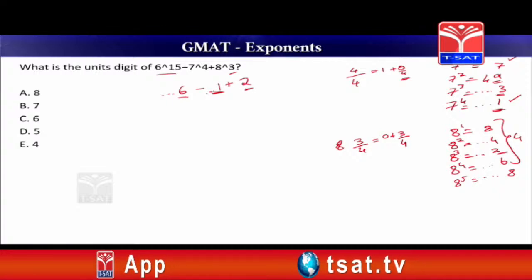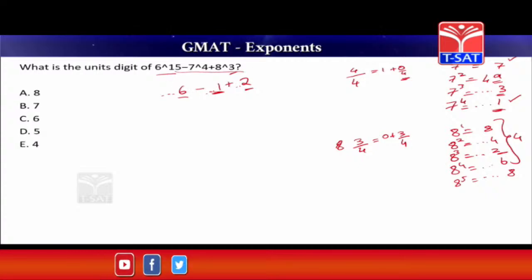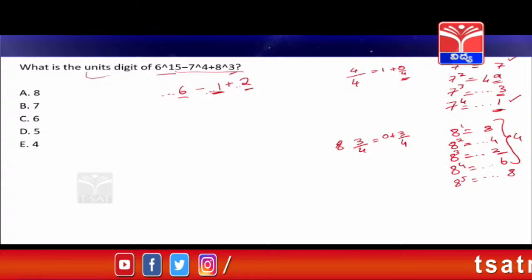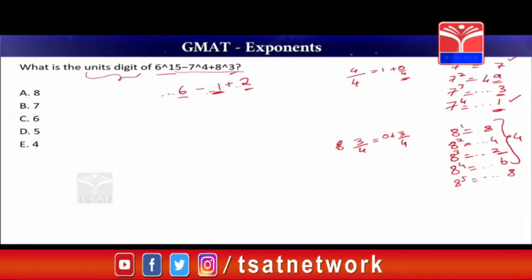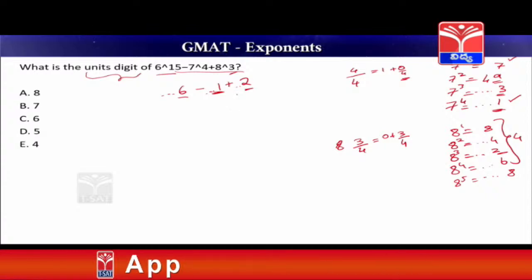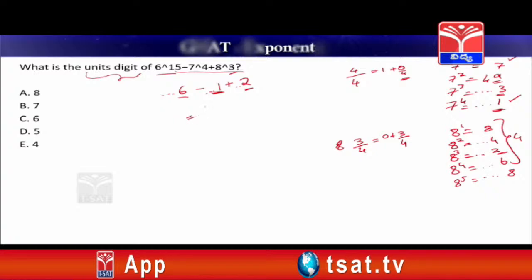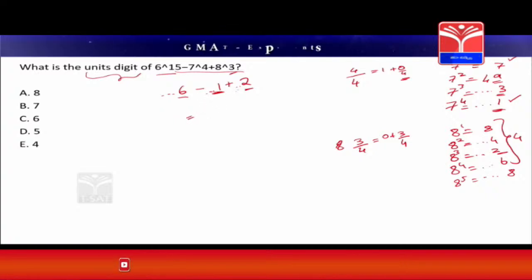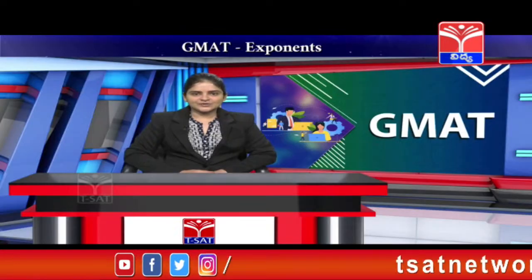So whatever be the other digits, when you are operating this, only the units digit is of concern. So you can just add the units digits and subtract the units digit, whatever your question is asking you to do, and forget about the rest of the digits to calculate the units digit. So 6 minus 1 is 5, plus 2 will come out to be 7, which is option B. Let's move to the next question now.